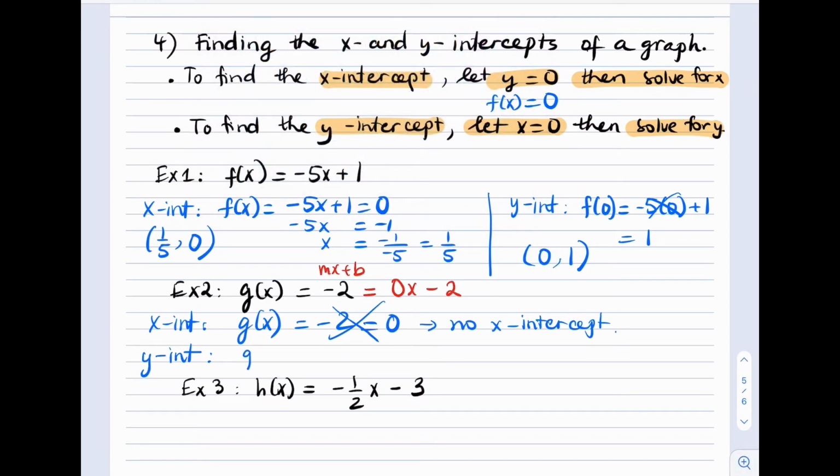Now I try to find the y-intercept. So g of 0, x is 0, which is 0 times 0. I'm just plugging 0 in for x in that expression, and then minus 2. So 0 times 0 is just 0, and at the end, you just get negative 2. So then the y-intercept would be the point 0, negative 2.